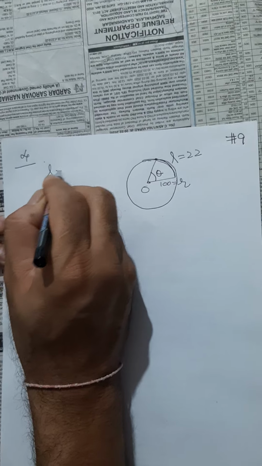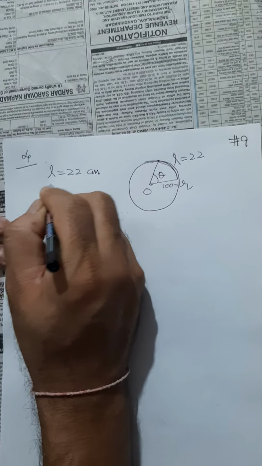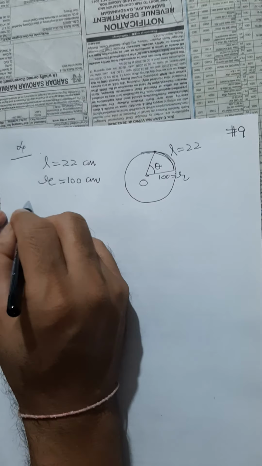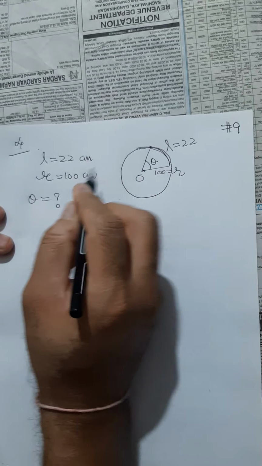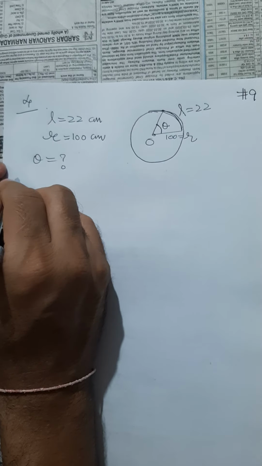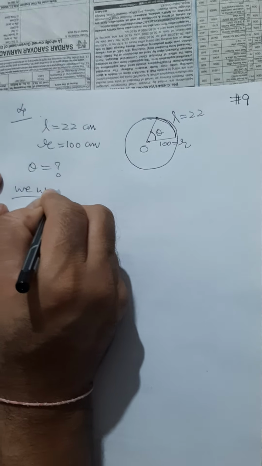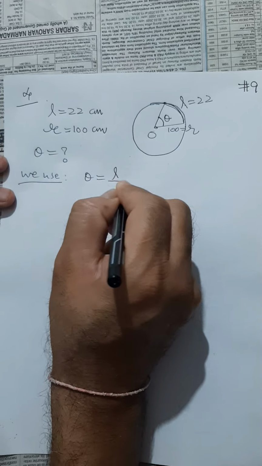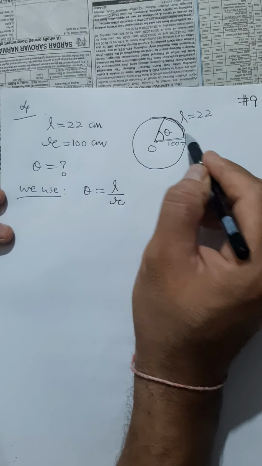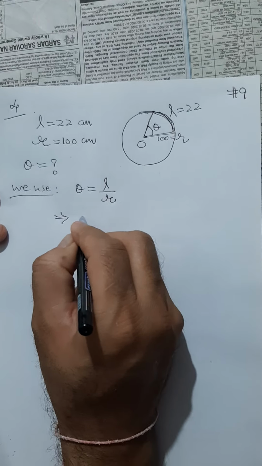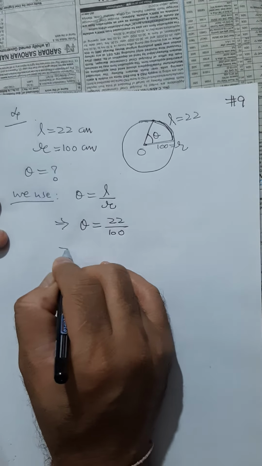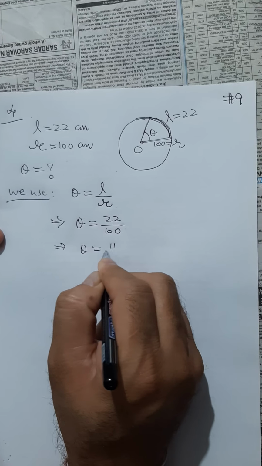Here L is 22 centimeters. The radius is given in the question itself as 100 centimeters. The question is to get theta. So we use the formula theta equals L by R. This is the standard formula, theta equals L by R. So theta equals L is 22, radius is 100 here. So theta equals 11 by 50.